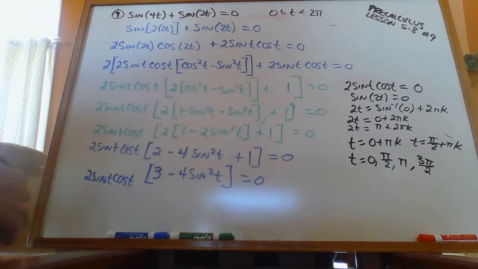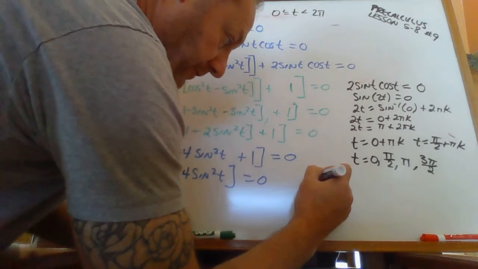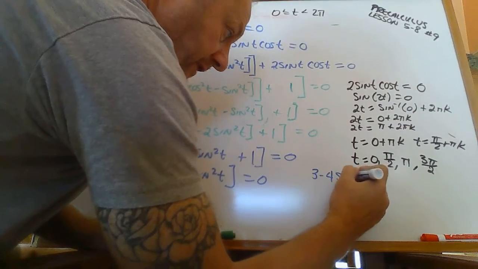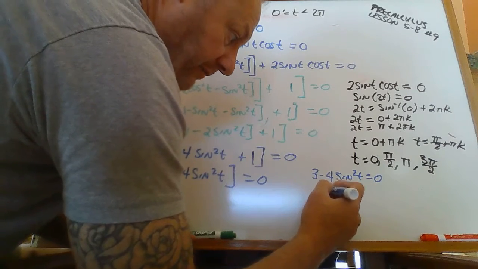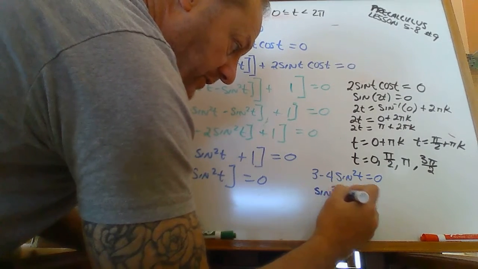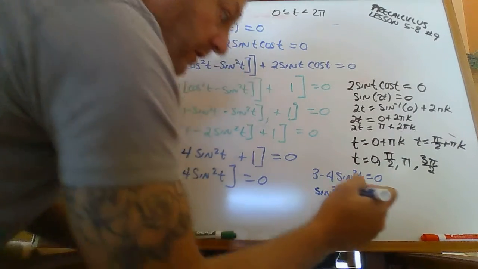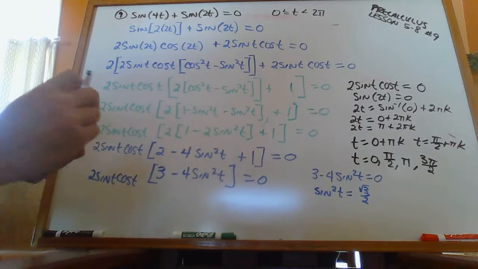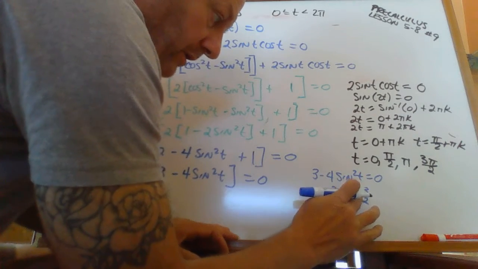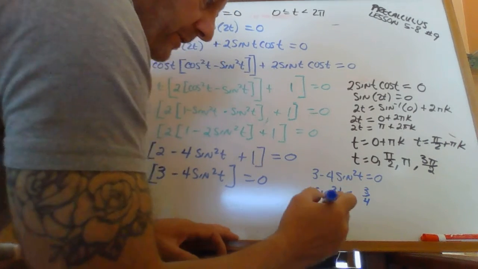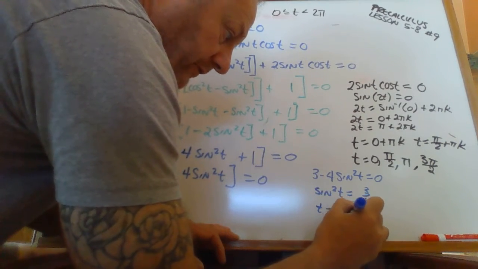Okay, now I'm going to take the other part and solve it. Hopefully I have enough room here. So 3 minus 4 sine squared t equals 0. So I subtract 3 and divide by negative 4, and I'm going to get sine squared t equals 3 over 4. I'm going to square root that, and I'm going to get sine t equals plus or minus the square root of 3 over 2.